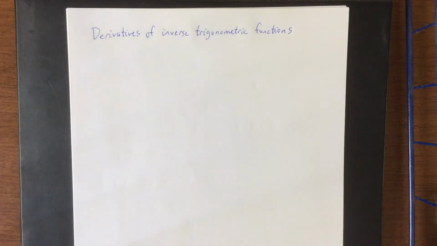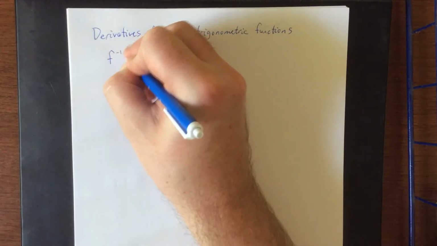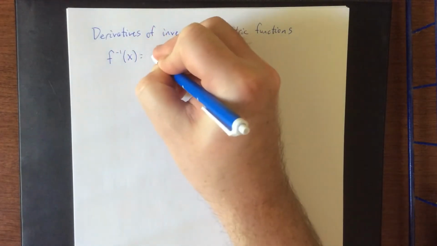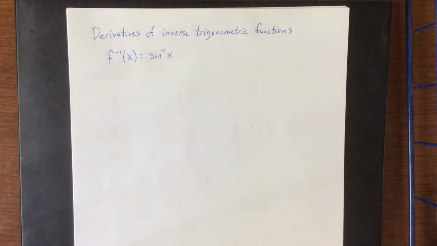In a previous section, we discussed derivative shortcut rules for our 6 trigonometric functions. We are going to make use of those in this section when we talk about derivatives of inverse trigonometric functions. Now there are a total of 6 inverse trigonometric functions. I would like to start, as we typically do, with the arcsin, or the inverse sine of x.